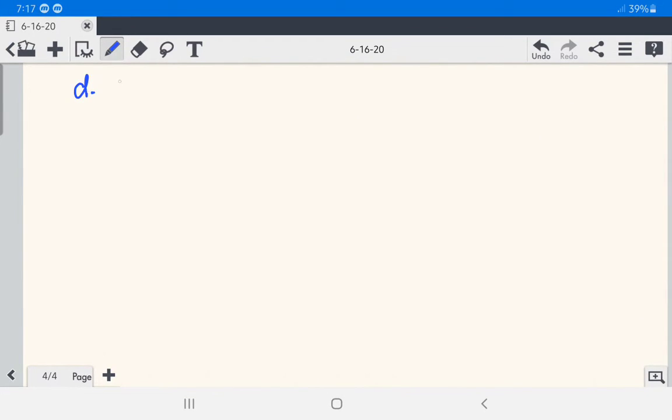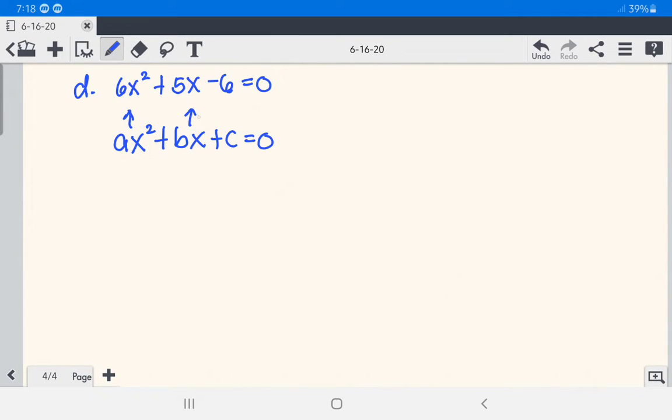Say we have 6x squared plus 5x minus 6 equals 0. So this is already in standard form, ax squared plus bx plus c is equal to 0. So ax squared, that is 6x squared; bx, the middle term or the linear term, that is 5x; then the constant, we have negative 6.